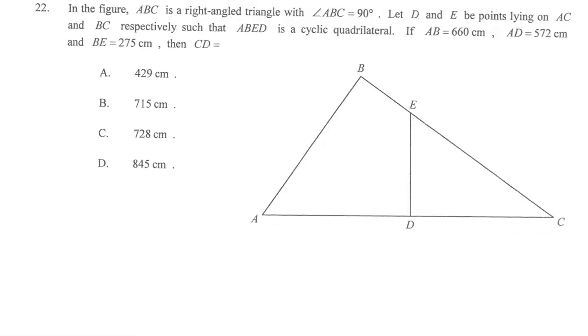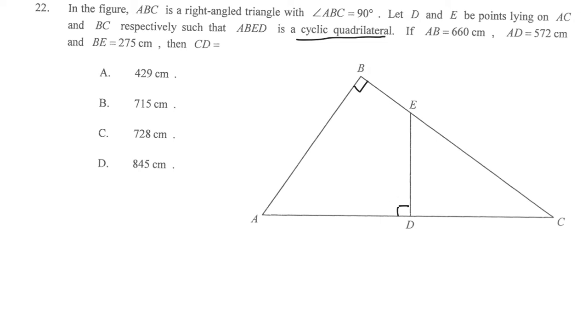For question 22, HKDSE 22, we are given a right angle triangle that is 90 degrees at angle ABC, and we were told that ABED is a cyclic quadrilateral. If you know the cyclic quadrilateral property, the opposite pair of angles add up to 180. So in that case, that's telling us the opposite angle is also 90 degrees. That's how it's going to add up to 180.